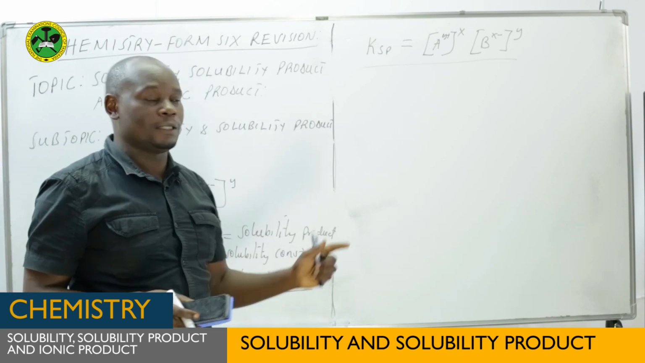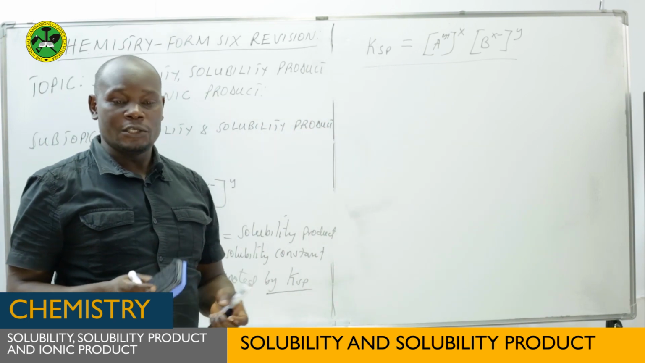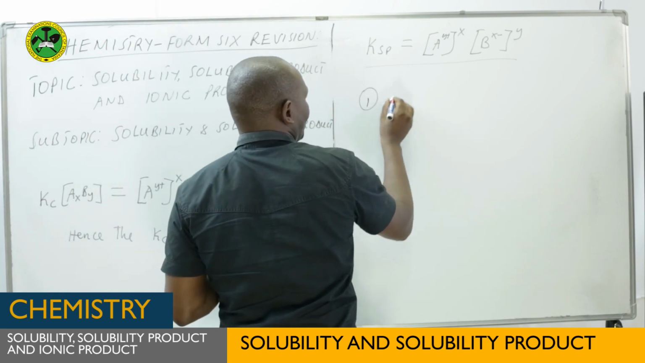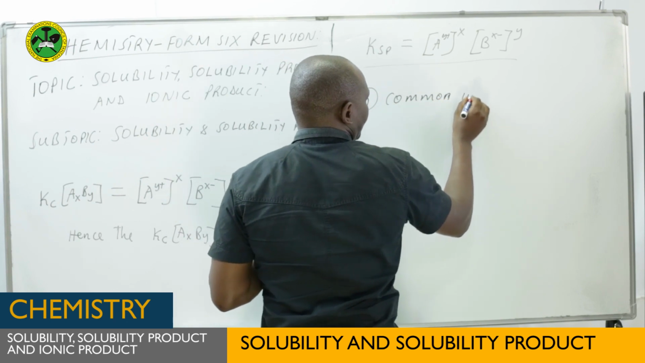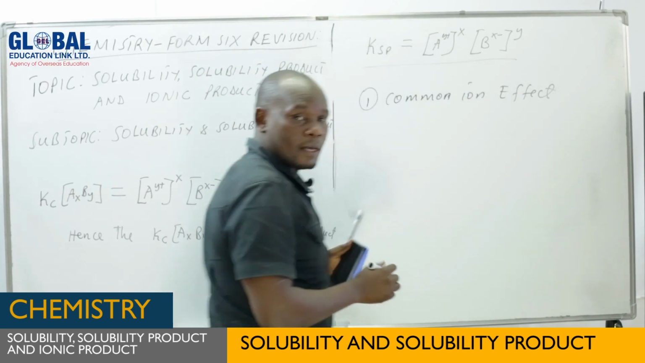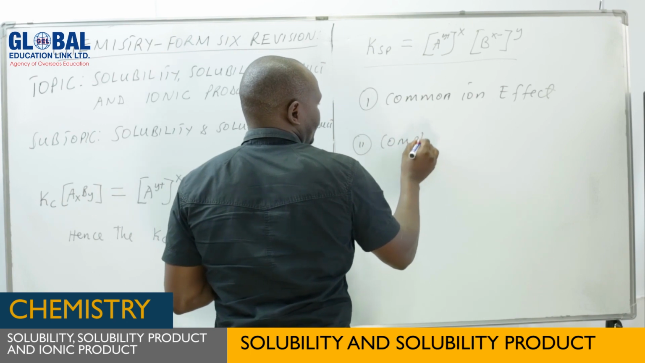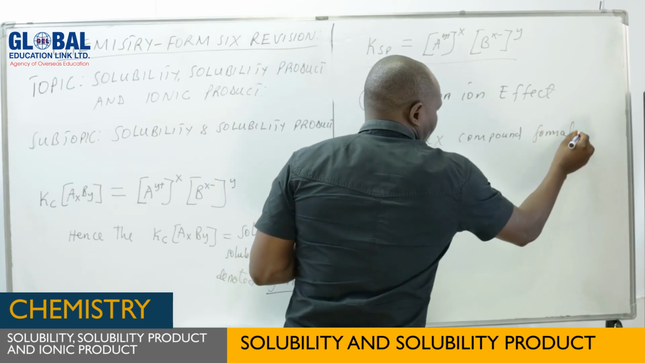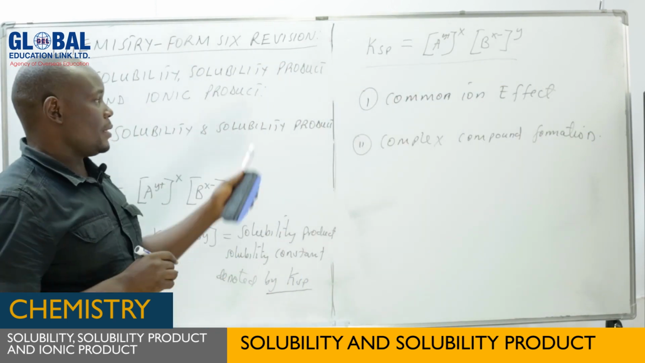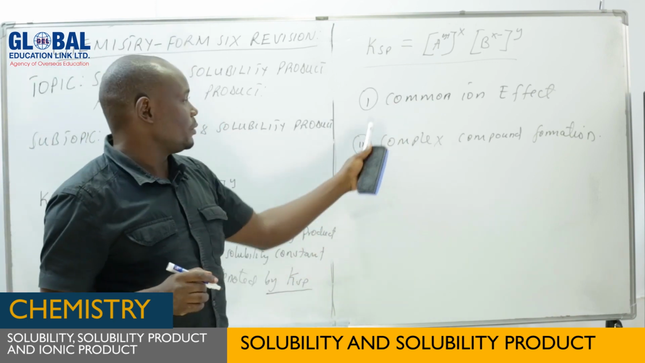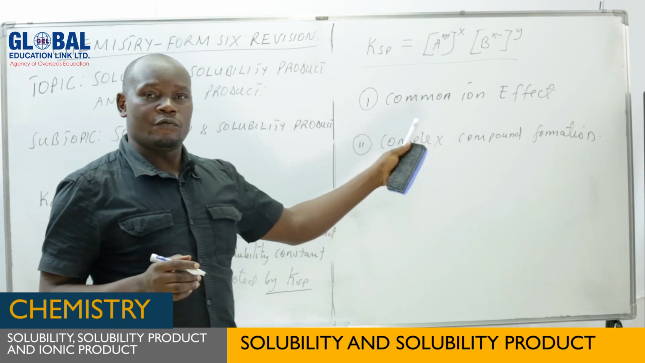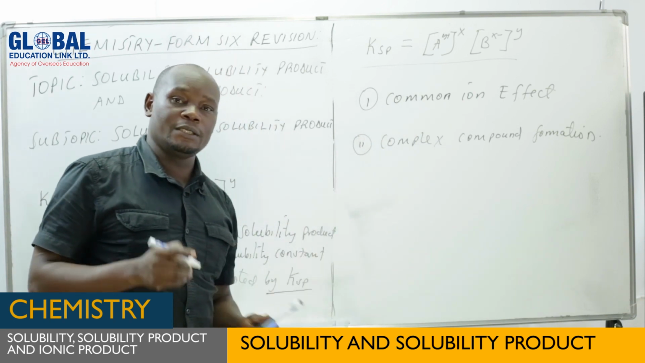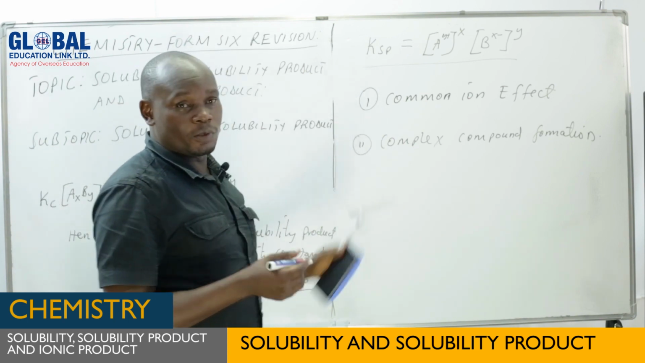Now we have different factors that affect the solubility constant or solubility of a substance. In our discussion for today, we'll only consider two main factors: the common ion effect and the complex compound formation. So this is our main part to consider in this discussion. How do they affect the solubility of a substance, or how do they affect the solubility constant of a given reaction?